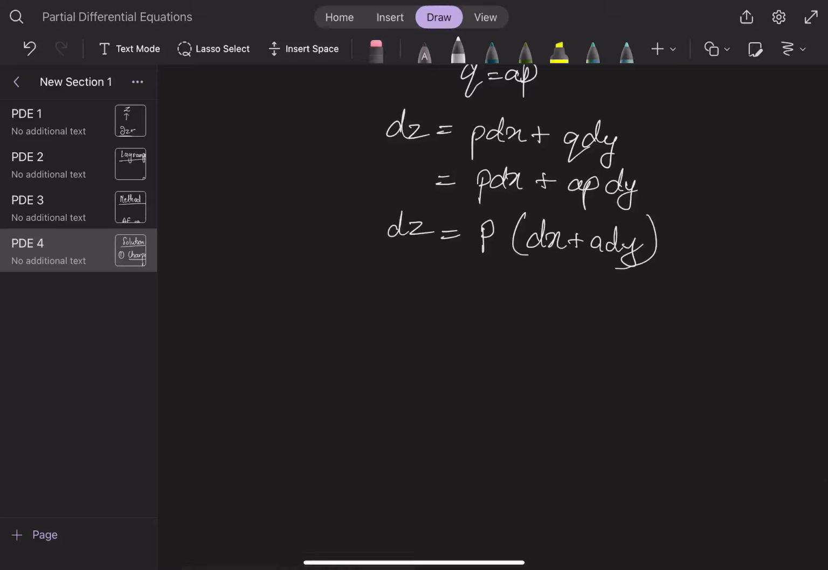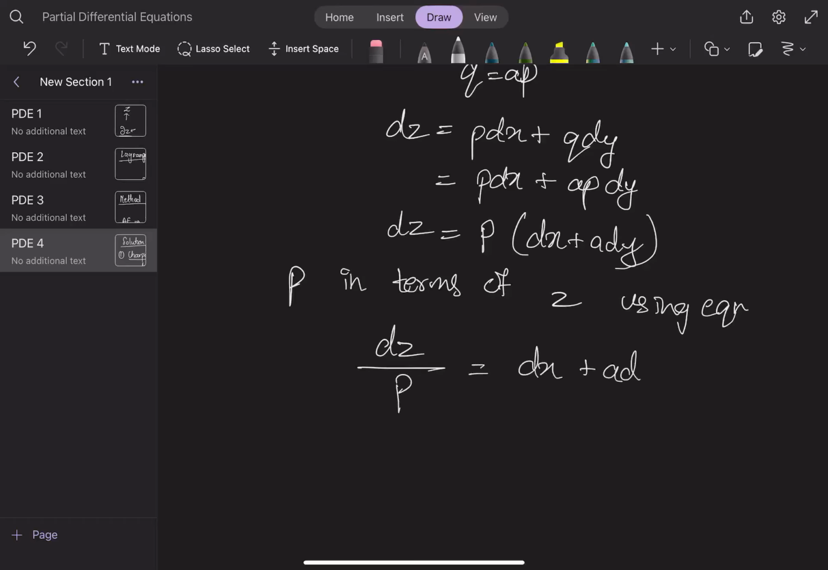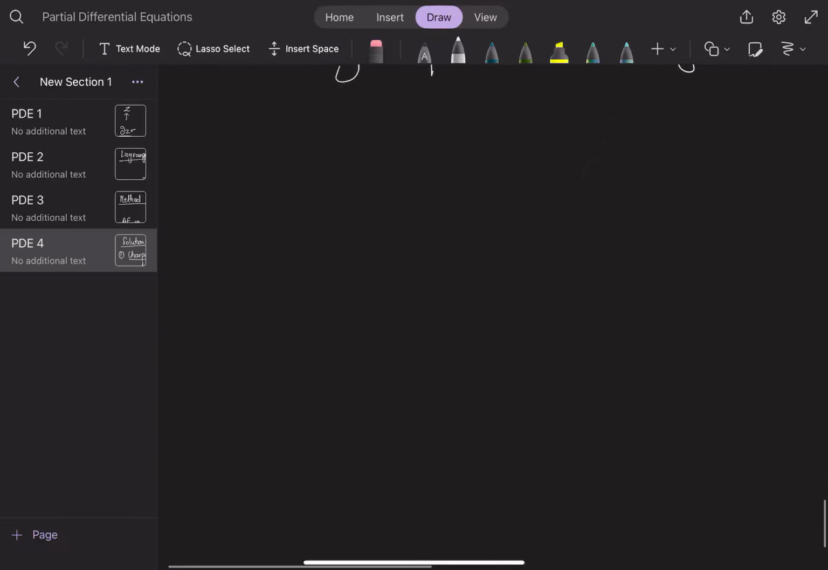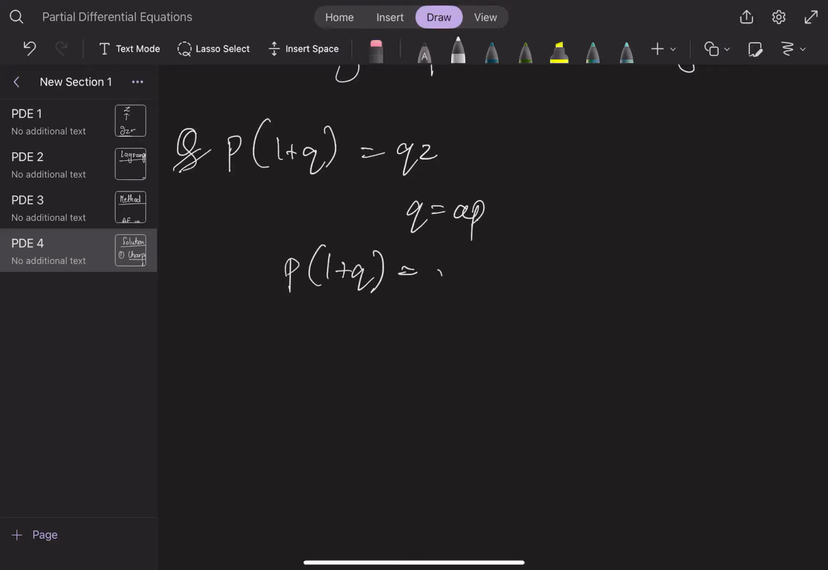So now what we're going to do is find p in terms of z using the given equation. You'll do that, and then you'll write dz by p is equal to dx plus a dy, and then we're going to integrate. So let's take an example: p(1 plus q) is equal to qz. So we'll use q is equal to ap. So let's write this: p(1 plus ap) is equal to apz.